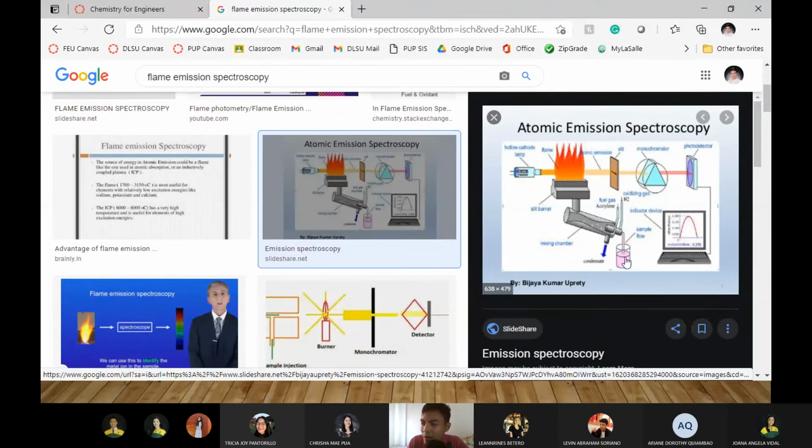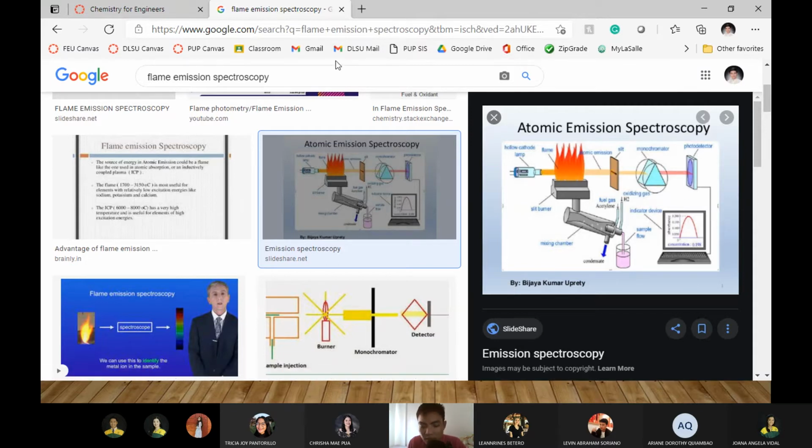So, you have your sample here. It will be burned there. And you have your incident light here. The incident light will also help us to excite the electrons further. Then you select your desired wavelength.